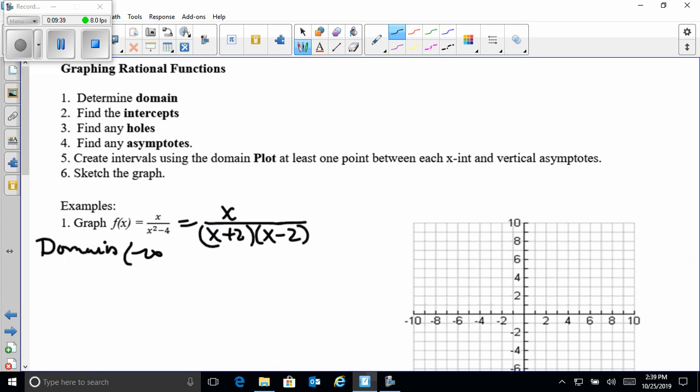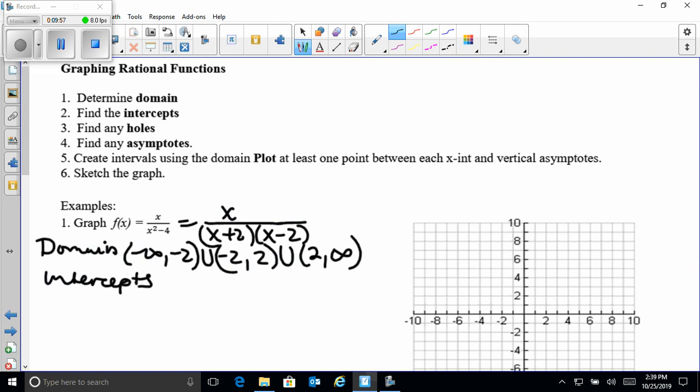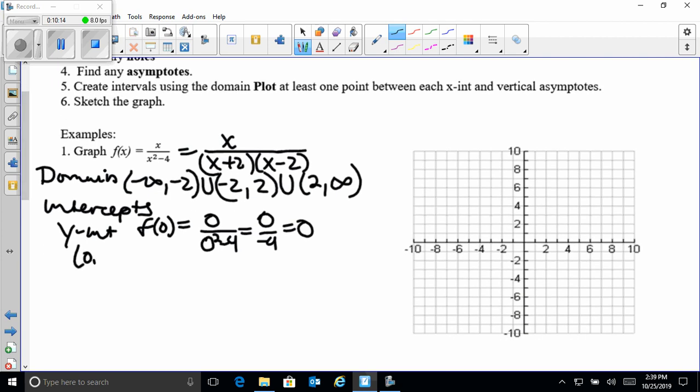It's going to go from negative infinity to negative 2. Can't exist at negative 2. Then it goes from negative 2 to 2, and it goes from 2 to infinity. Next thing is to find my intercepts. Two kinds. With my y-intercept, I let x equal 0. So f of 0 is equal to 0 over 0 squared minus 4, which is 0 over negative 4, which is 0. So that gives me a point right there. That's the point (0, 0).